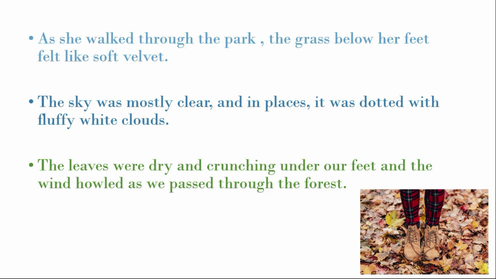The next: the sky was mostly clear. So you are imagining the sky to be very clear. And in places, it was dotted with fluffy white clouds. So didn't you imagine fluffy white clouds here and there? So this is imagery of sight, or visual.